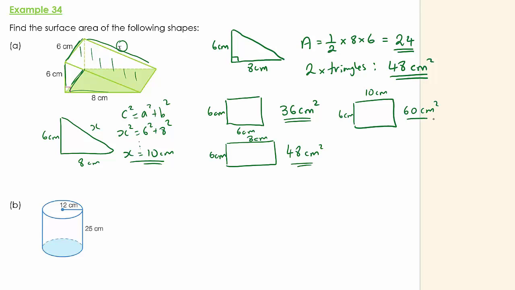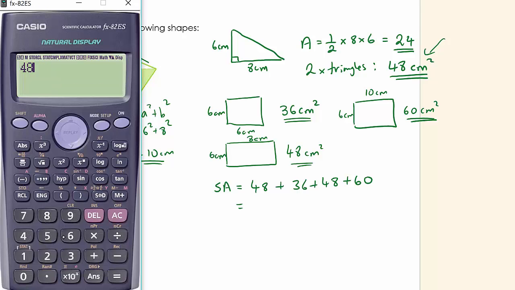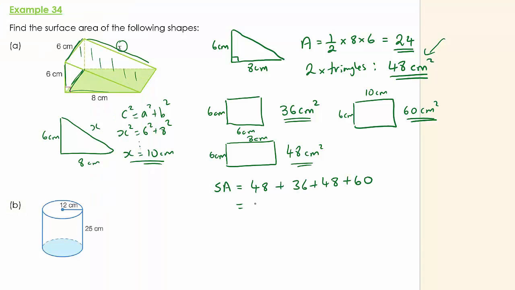And so we've got another rectangle, which is 10 centimeters that way and 6 centimeters that way, which makes it 60 square centimeters. So to get the surface area, we just add up the 2 triangles, which was 48, and each of the rectangles, 36 and 48 and 60. And so that is 48, add 36, add 48 again, add 60, giving me 192 square centimeters.